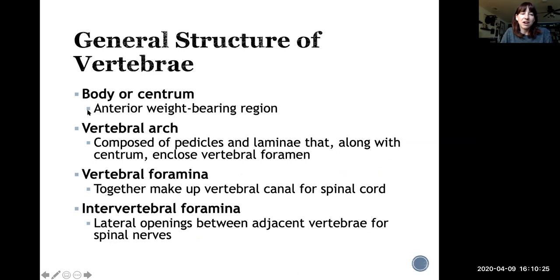All right, so let's talk about some bone markings and general structure of the vertebrae. Every vertebra has a vertebral body or a centrum. On this one that I'm showing you here, this is a cervical vertebra, and I can tell because the body or centrum is very small here, okay? There's also a vertebral arch. That's the opposite side of the vertebral body. It is composed of pedicles and laminae.